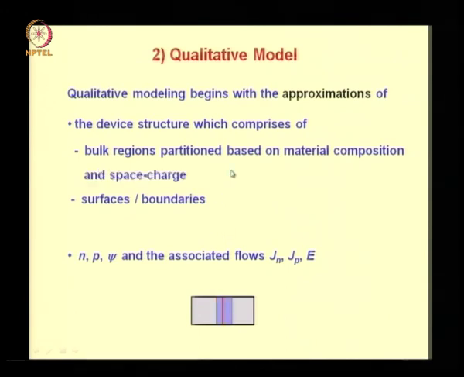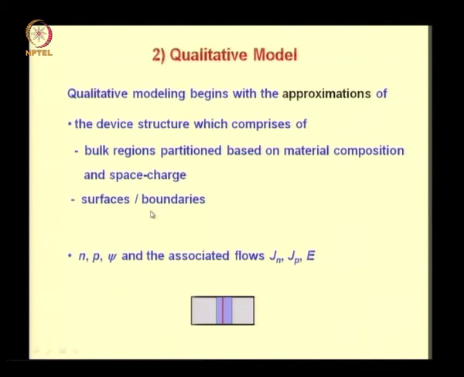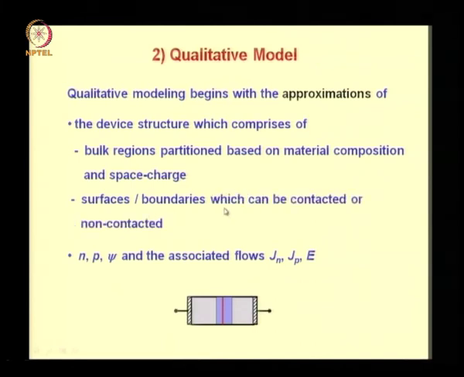Now another basis of partition is the space charge. For example, we know that near a junction there will be a space charge region. So in this case, this shaded region is a space charge region, and the two regions outside the shaded region, that is this side and this side, are the neutral regions. Now as regards surfaces and boundaries, these can be partitioned into contacted or non-contacted areas. So in this device, for instance, the left end and right end are contacted boundaries, and these two horizontal surfaces are non-contacted.